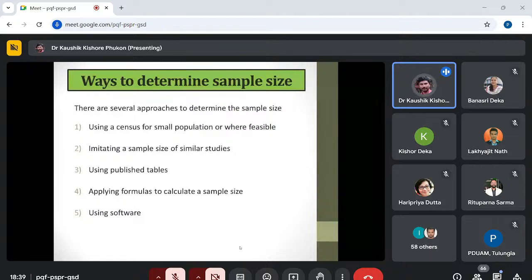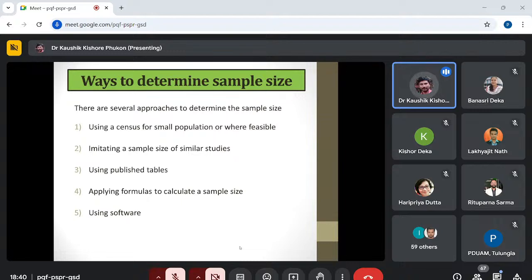Imitating a sample size of similar studies. Yesterday, Burman sir has explained all about literature review. Okay, so if you are good in literature review, you can find studies similar to your research, and just state that that researcher is using this size of sample to do his or her study. So I am also using it, you just refer to it. Okay, it will be sufficient.